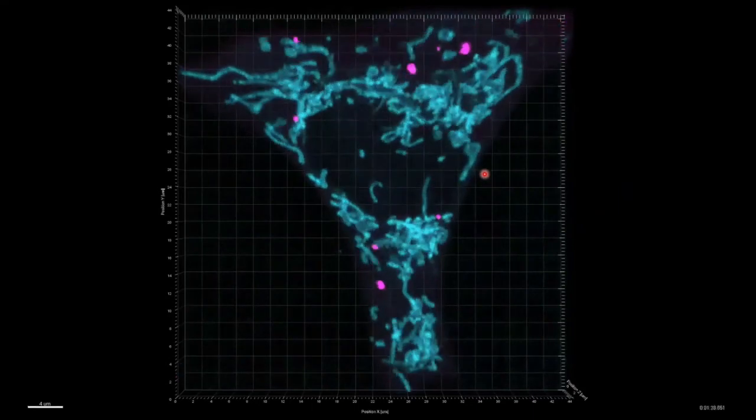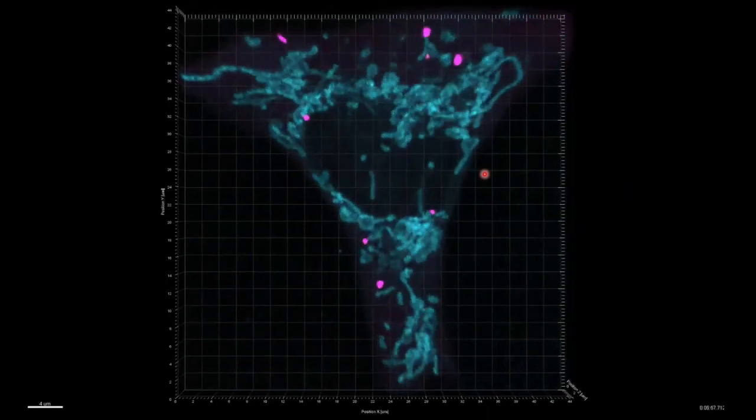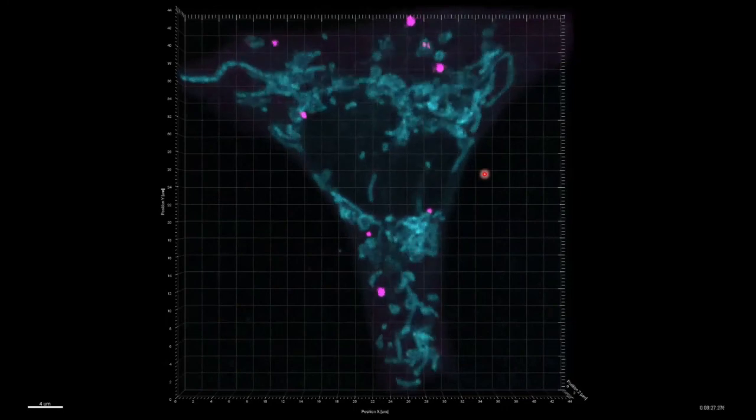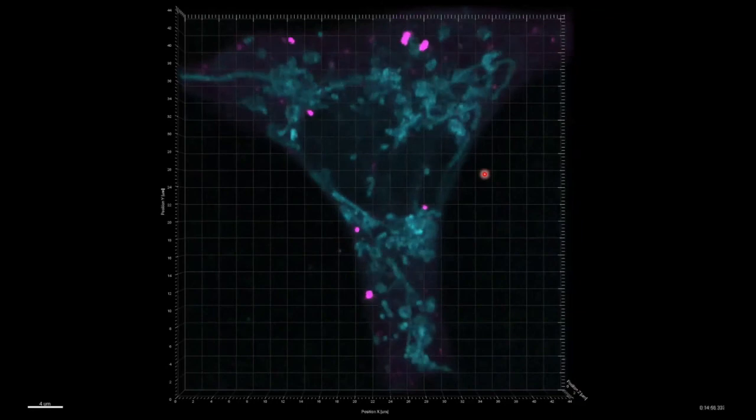Okay, so therefore, when you do live cell imaging, you should use a much lower laser power, much lower illumination power. But the problem is if you use lower illumination power, then you're going to end up with a poor signal to noise ratio.